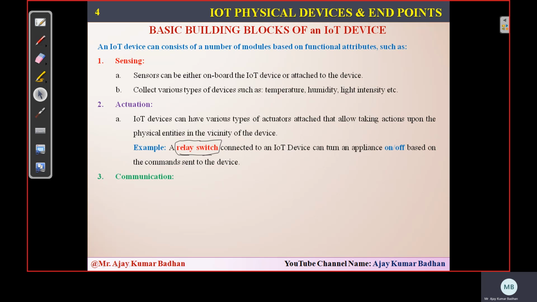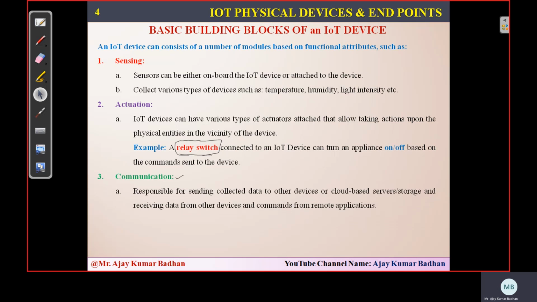The next functional attribute we have is communication. Obviously, whatever data is gathered using these physical sensors has to be transmitted. Where do we have to transmit? Either we can transmit to nearby connected devices if they require that information, or we can transmit the data to the cloud.